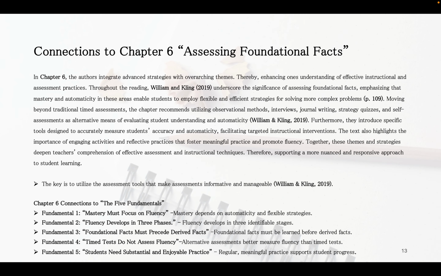Together, all of these themes and strategies deepen teachers' comprehension of effective assessment and instructional techniques, therefore supporting a more nuanced and responsive approach to student learning. And just here, a key is to utilize assessment tools that make assessment informative and manageable. And some of the connections to the 5 fundamentals from Chapter 6 are listed right here at the bottom.